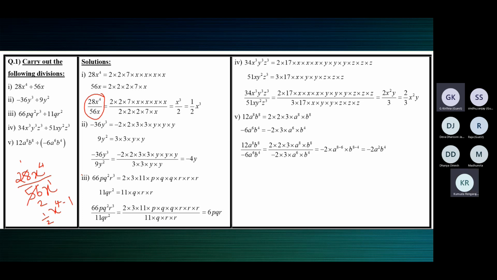If the power is small, like x to the power 4, then you can write x into x into x into x, x multiplied with itself 4 times. If the powers are large, you can use the law of exponents.